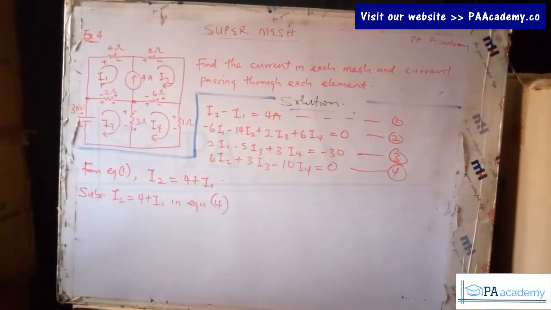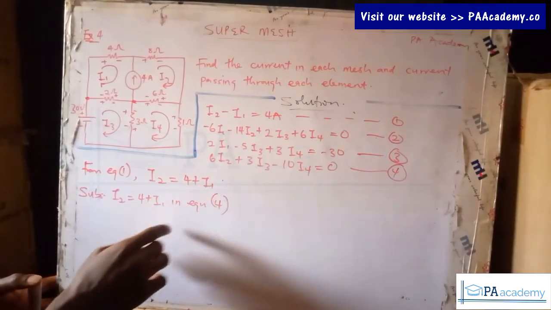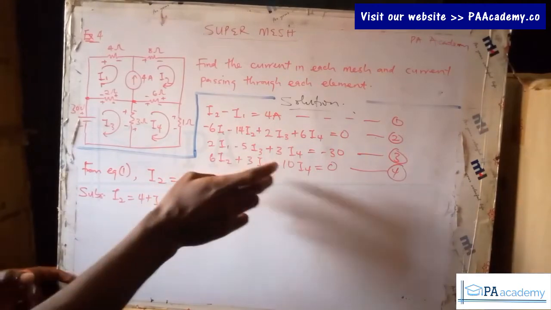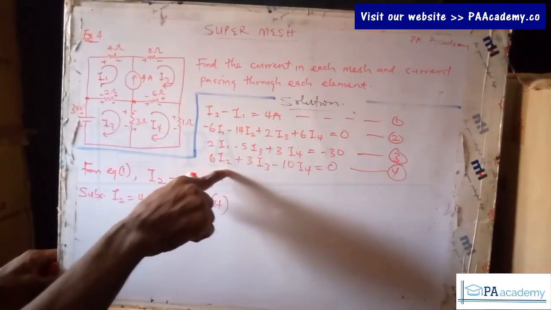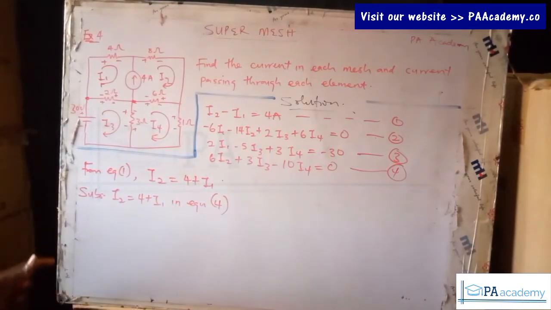So what this means is that anywhere we see I2 in equation 4, we are going to replace it with 4 plus I1. This is the only place we are having I2. So what I'm doing now is just normal basic math, so don't let it confuse you. I'm not doing any magic here.